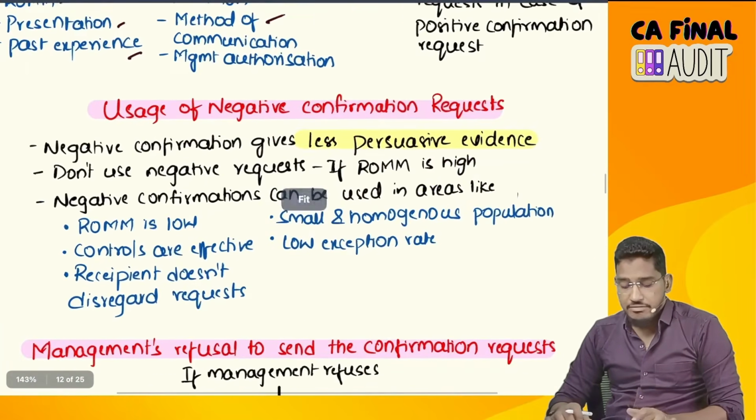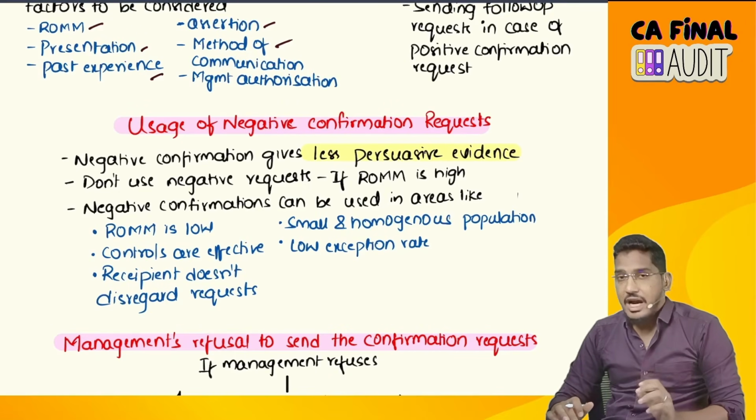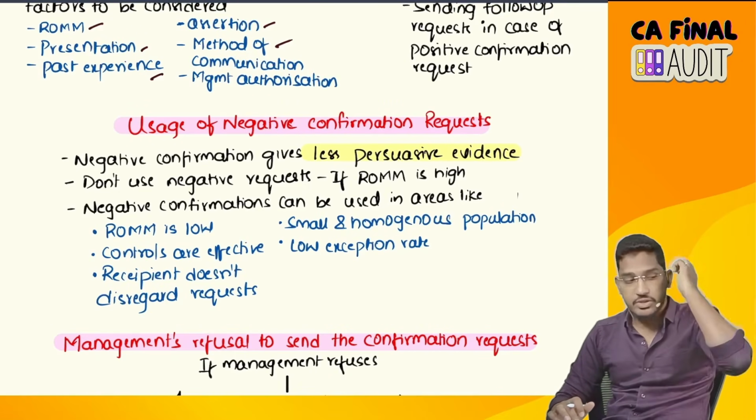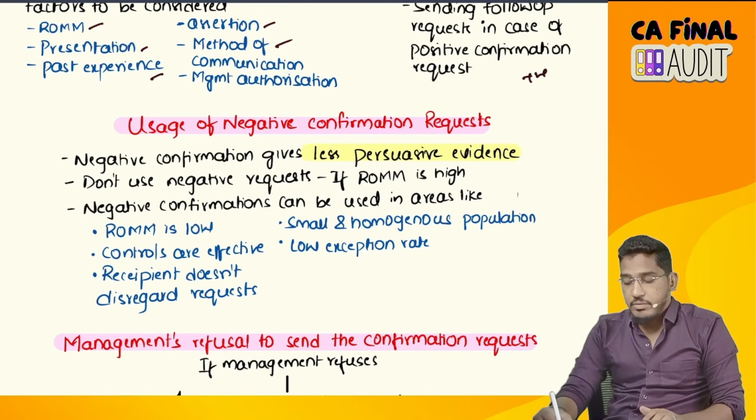Then I told that the confirmation request will be of 2 types, positive confirmation request and negative confirmation request. I told which one is more reliable. Positive confirmation request will be more reliable, or negative confirmation request will be more reliable? Positive will be more reliable.